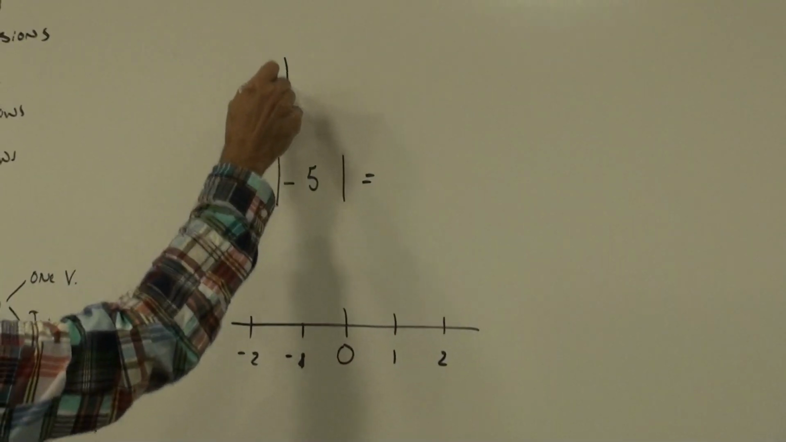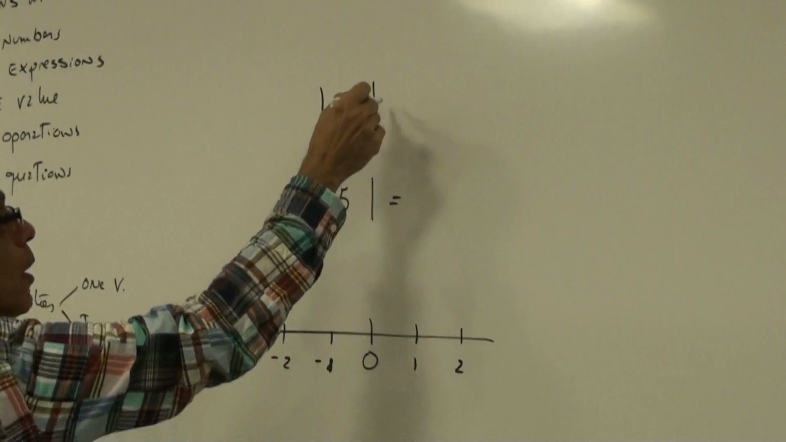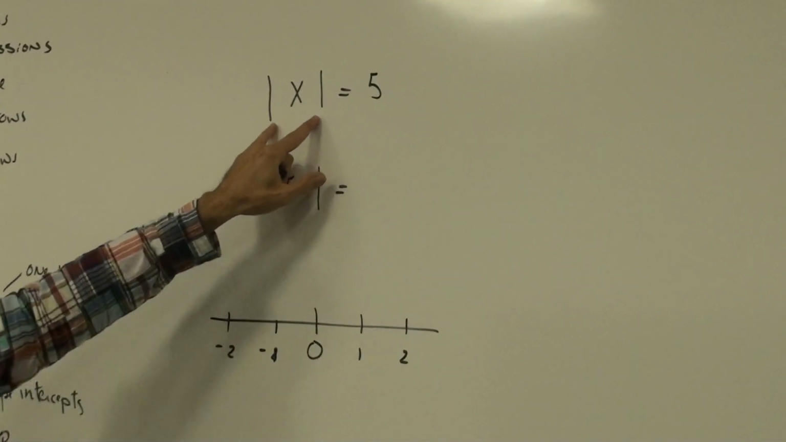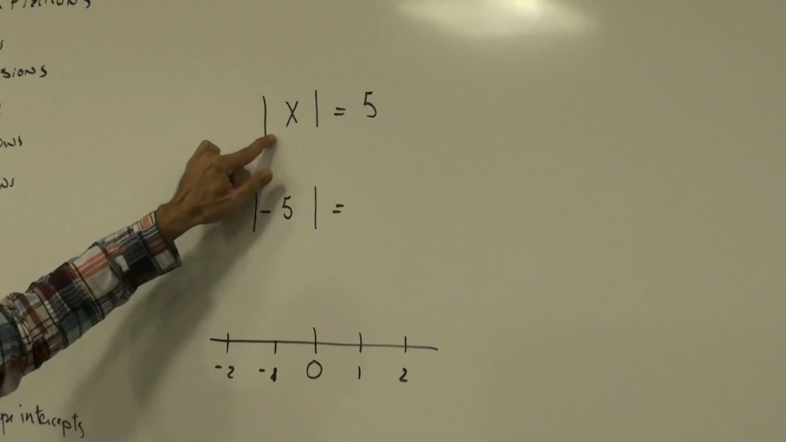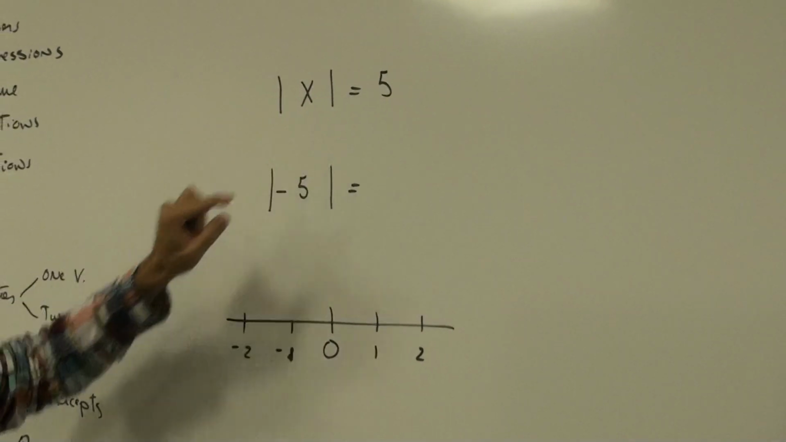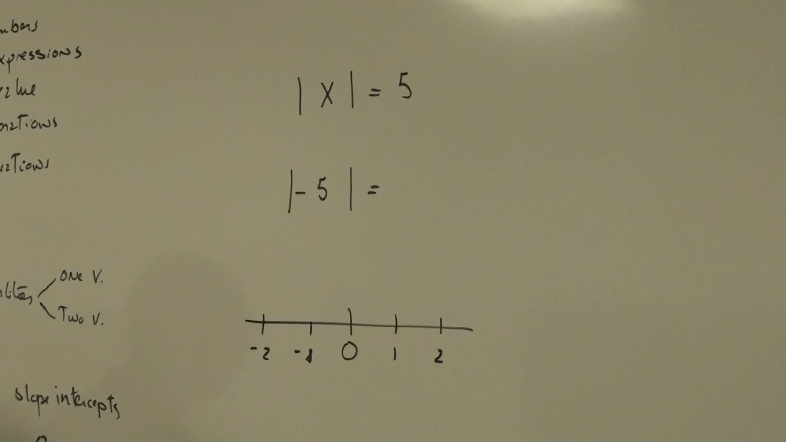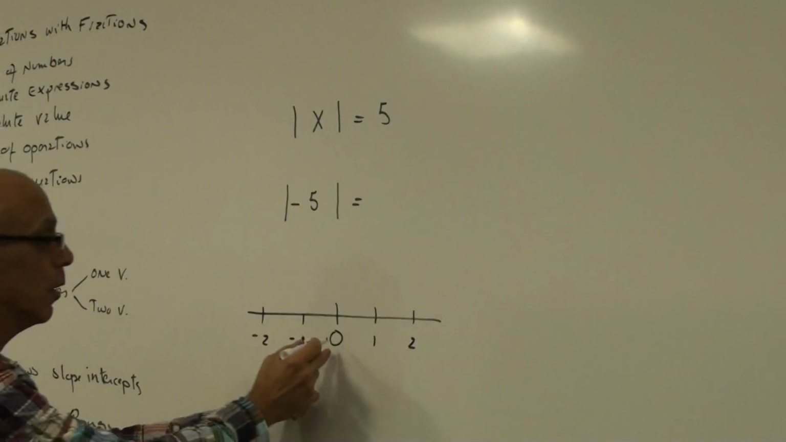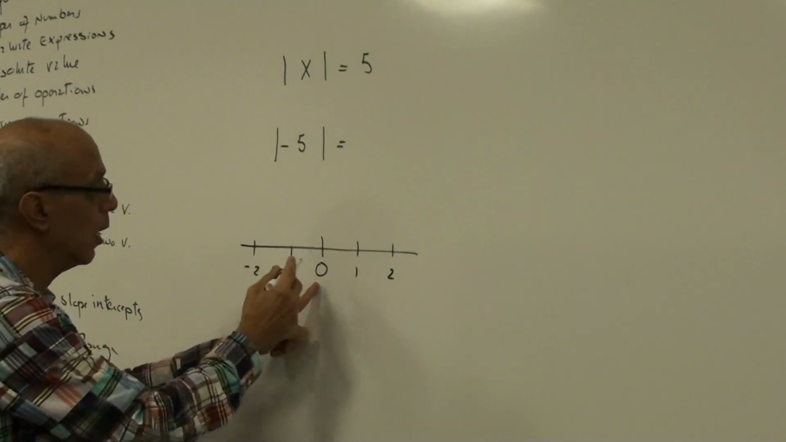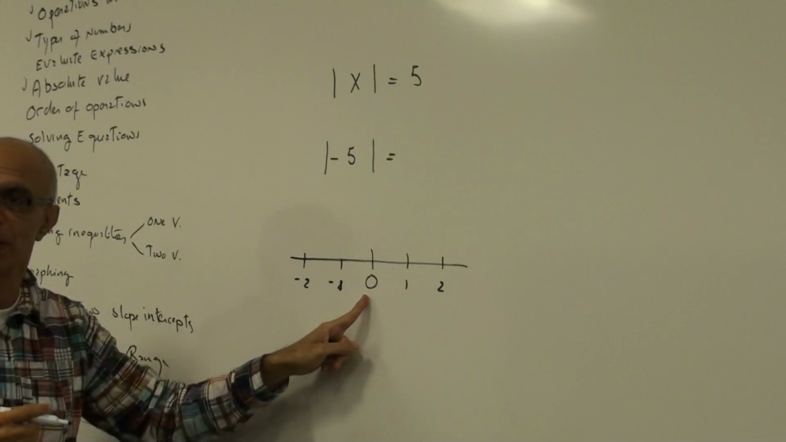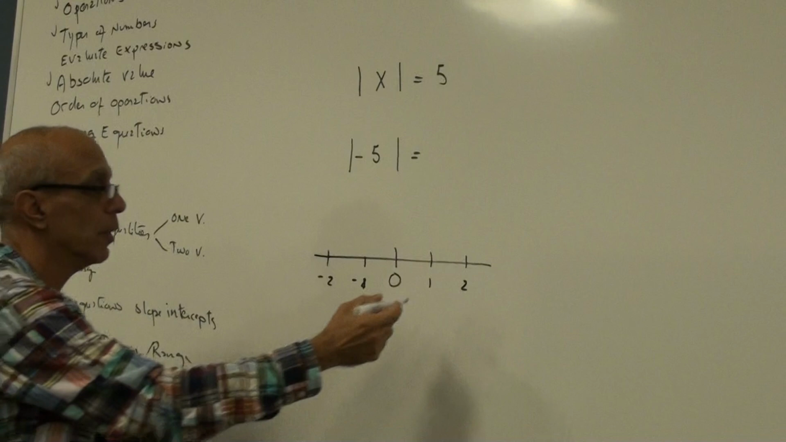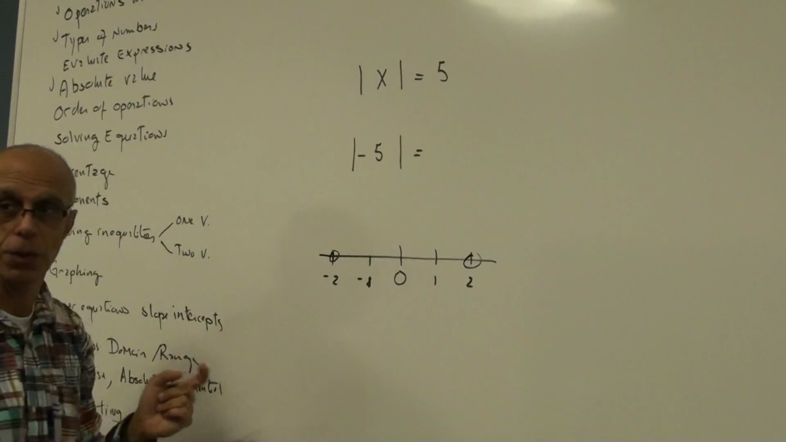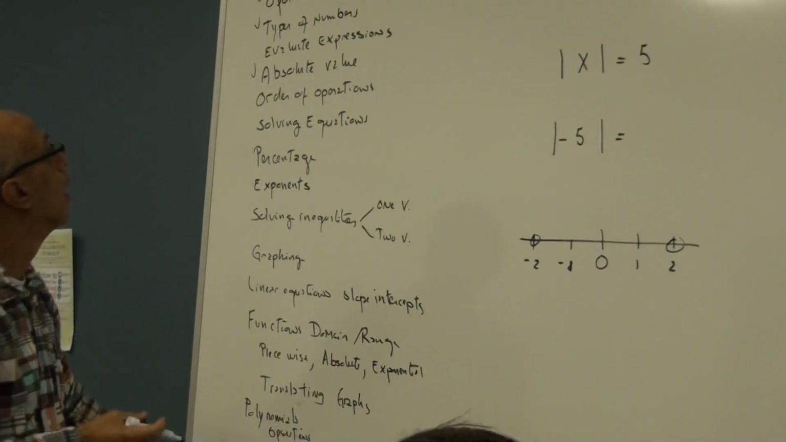Now, also, if I have a variable inside those bars, what would be the solution? Either 5 or negative 5. There are always 2 solutions for absolute value, because look, there are points to the right and points to the left of the 0, right? So the distances are the same. The distance from 2 and negative 2 to 0 is always 2 units, okay? Good.